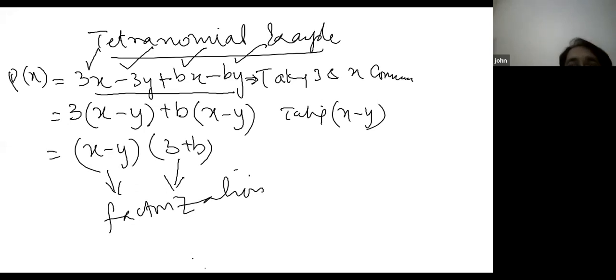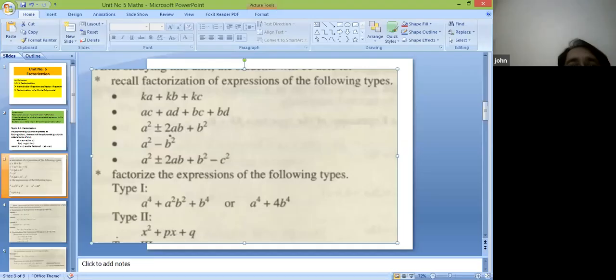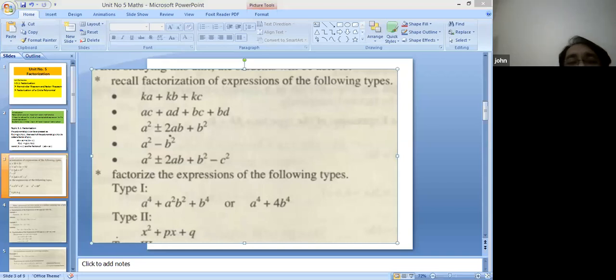Okay, students. Here are some further examples. AC plus AD plus BC plus BD. This is one form. You can say P of X. We can take common in the first two terms; in the first two, we can take A common. And in the last 3 and 4 terms, this is a tetranomial, we can take B as common. And by the end, we will get two factors. The two factors, this is known as the factorization process.